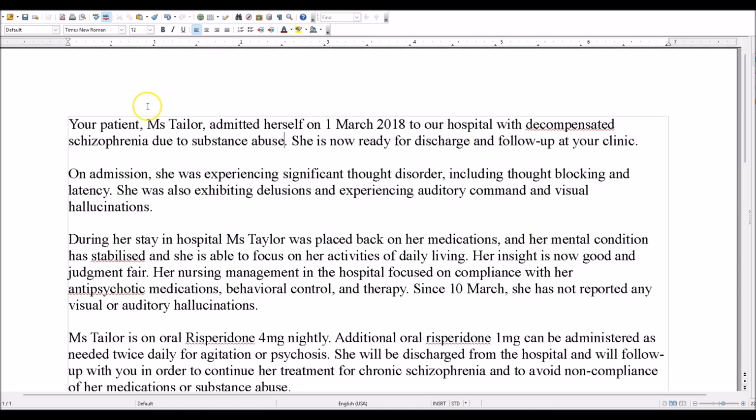So you've got the usual dear doctor. What's the purpose? Your patient, Miss Taylor, self-admitted decompensated due to substance abuse, because the case note showed that she did coke the night before. She's now ready for discharge. Now, I'm the GP, so what I don't know is what happened in the hospital. Let me just get out my pen. Like I say, that's the purpose.